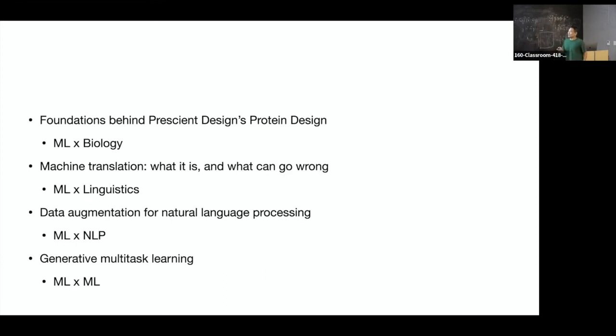Okay, so we need a counting here. Let's start from the top. First talk is on protein design. Please raise your hand if you want to hear about it. 8. Okay. All right, and machine translation. 5, okay, data augmentation. 5, 6, okay. Generative multitask learning. Oh, okay, 9. So the winner is generative multitask learning.